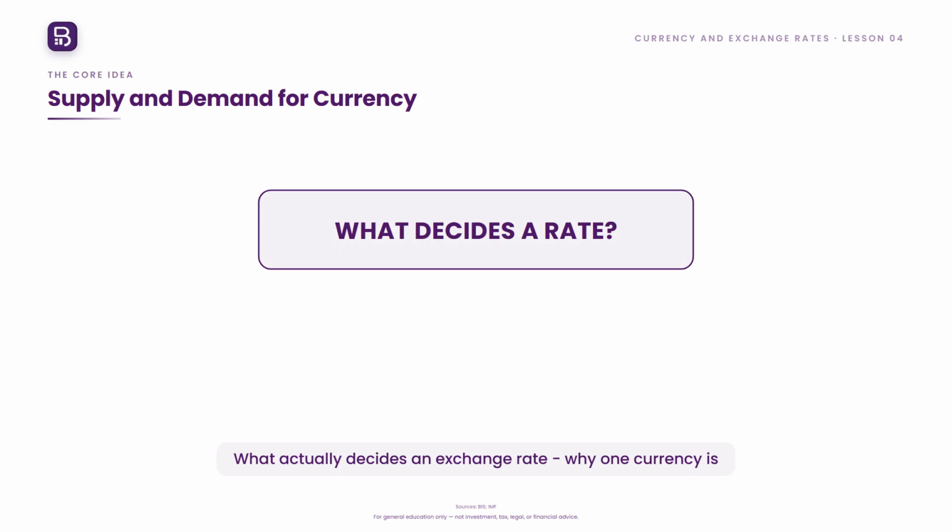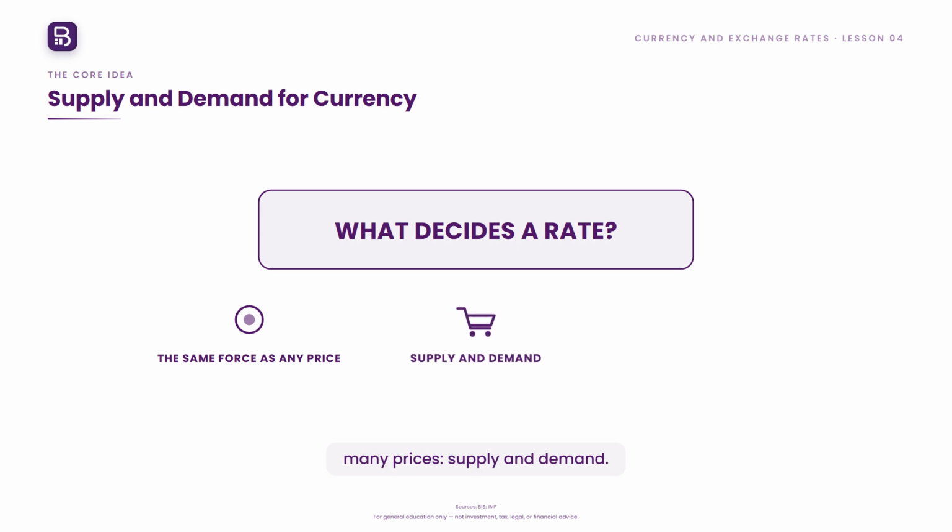What actually decides an exchange rate? Why one currency is worth a certain amount of another? For most currencies, the answer is the same force that sets many prices, supply and demand. Understanding this reveals what really moves currencies.